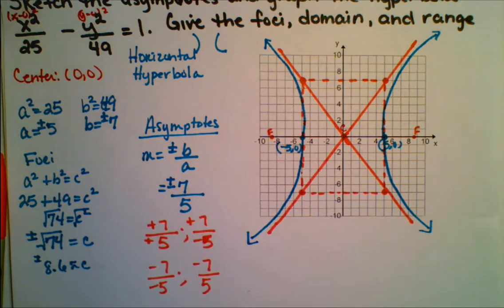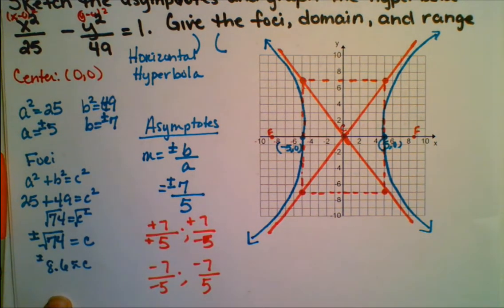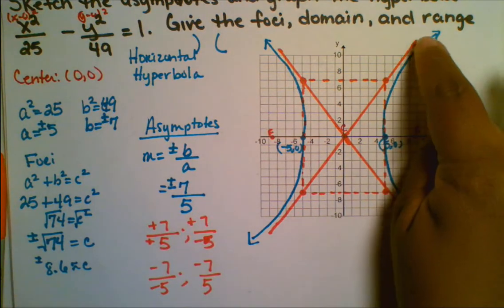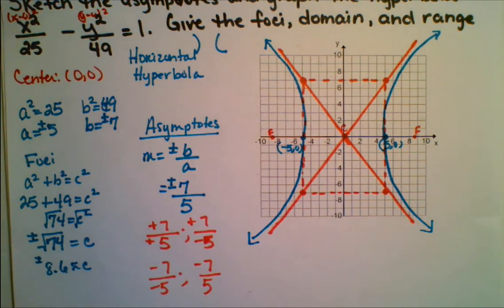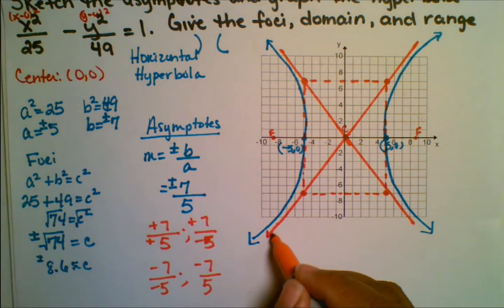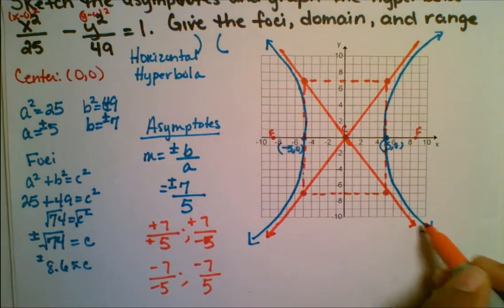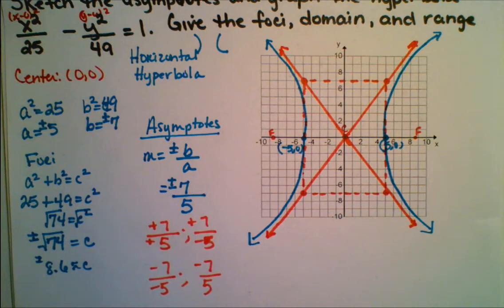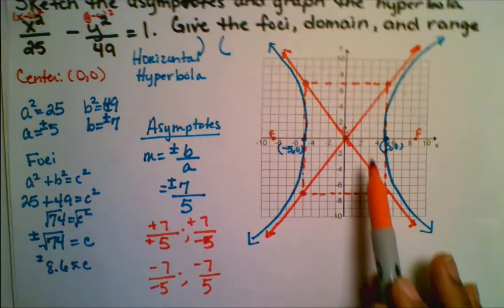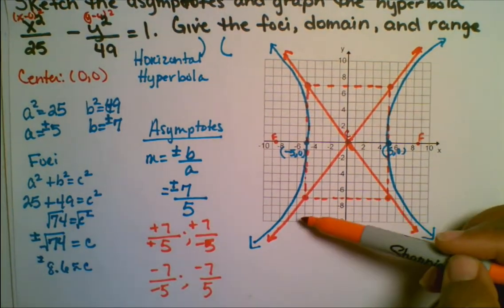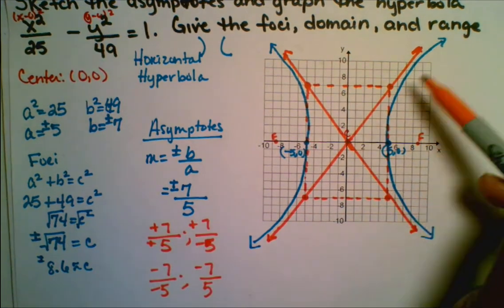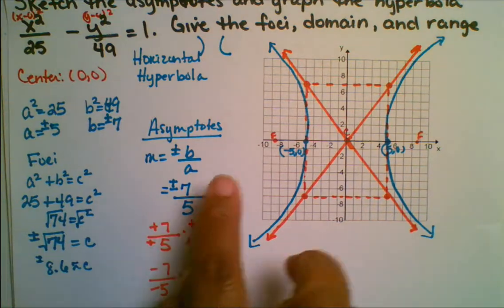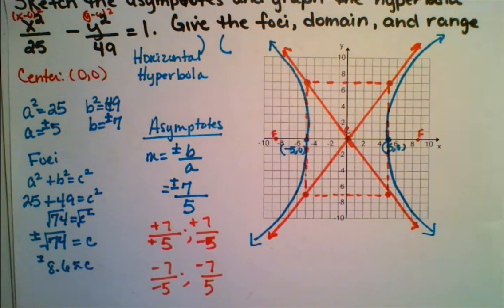So there we go. We have our foci, and we have our asymptotes. These are asymptotes right here. And this is called the box method, to find the asymptotes. Okay, and then, excuse me, our domain and range.